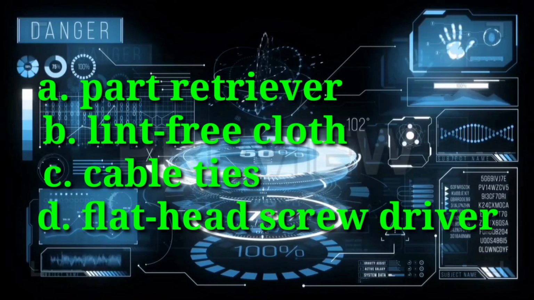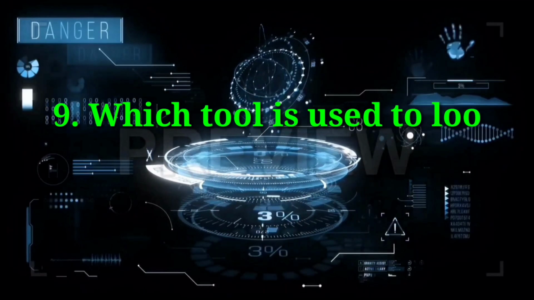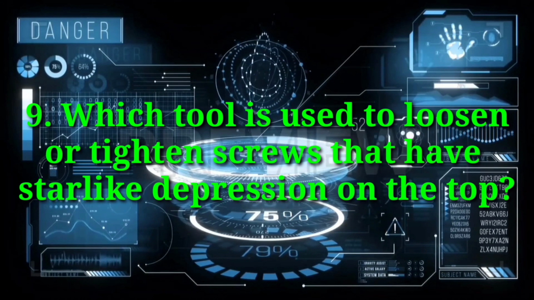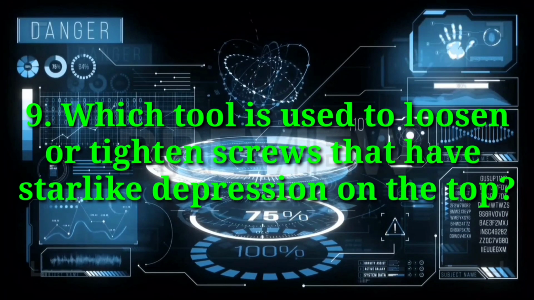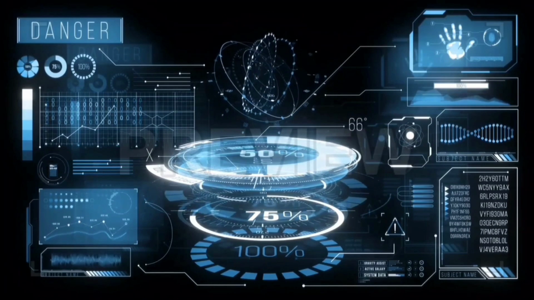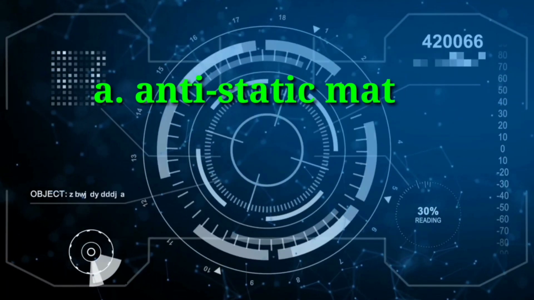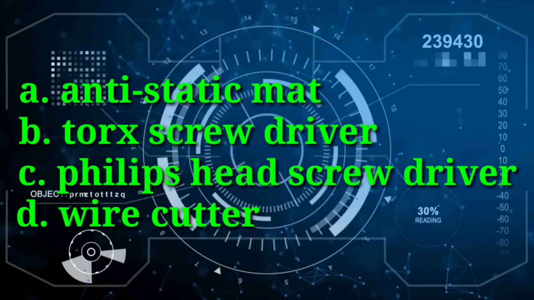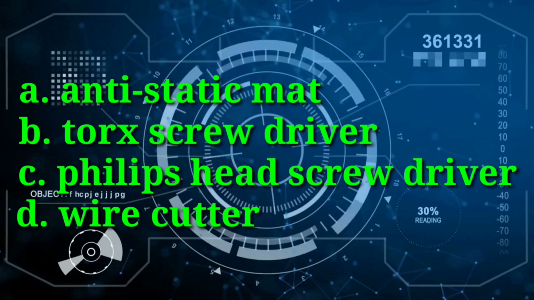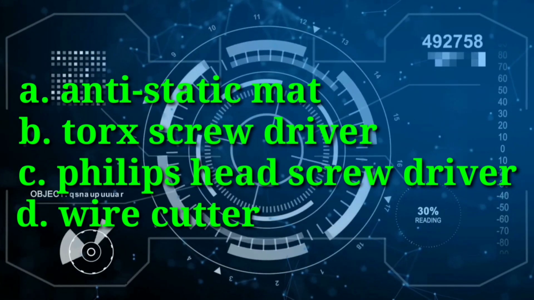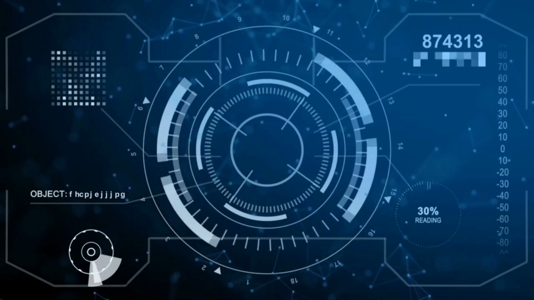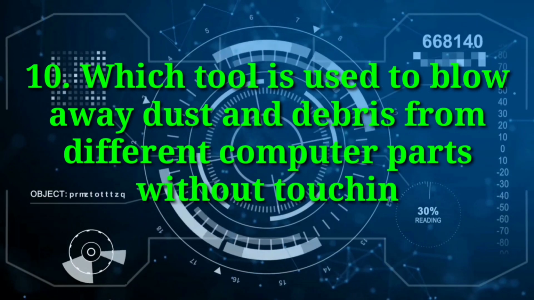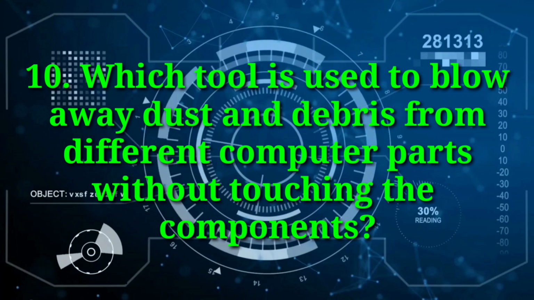Flathead screwdriver. Number 9. Which tool is used to loosen or tighten screws that have a star-like depression on the top, a feature that is mainly found on laptops? A. Anti-static mat. B. Torx screwdriver. C. Phillips head screwdriver. And D. Wire cutter.